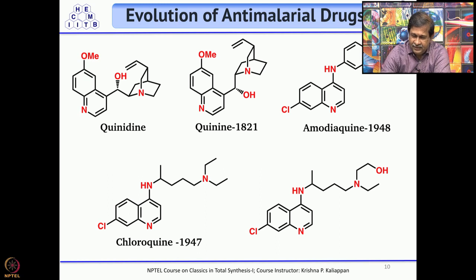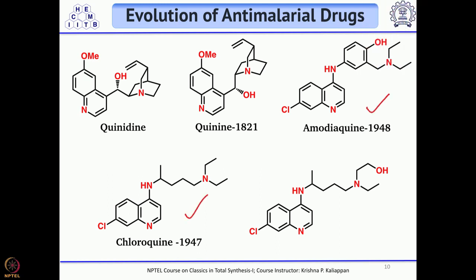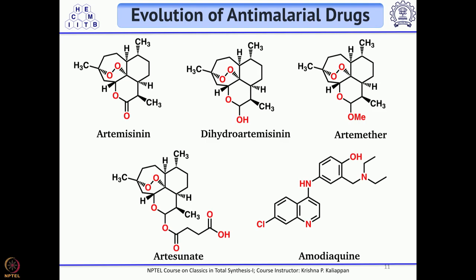Then this is quinidine, this is amodiaquine, this is chloroquine and this is called HCQ. HCQ, as you know, was given for the treatment of COVID recently. And of late, a completely new set of drugs are being used for the treatment of malaria, based on the peroxy natural product called artemisinin: artemisinin, dihydroartemisinin, artemether, artesunate. If you treat artemisinin derivative with succinic anhydride, you get artesunate. Then this can be given along with amodiaquine for the treatment of malaria.